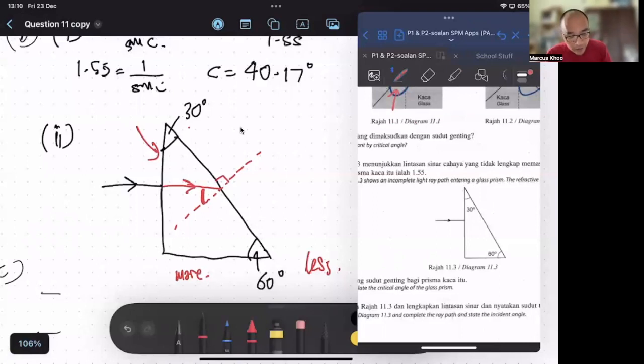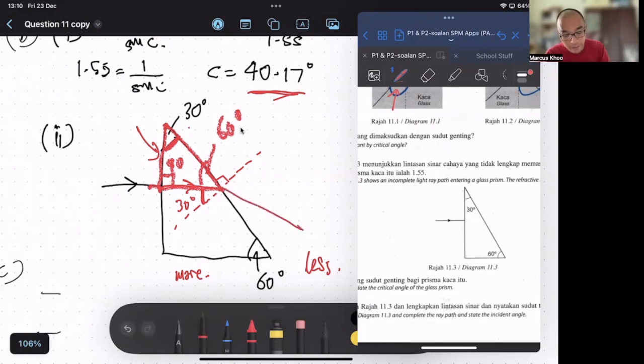Okay, now if you take a look at this particular triangle, since this is 30 degrees, this is 90, so you know that this will be 60 degrees. And since this is 60 degrees, then you know that this is 30 degrees. Okay, now since this is 30 degrees, and the critical angle is 40.17, what do you think is going to happen? Is it going to be refracted? Is it going to be reflected? Okay, since the incident angle is smaller than the critical angle, it's going to be refracted.